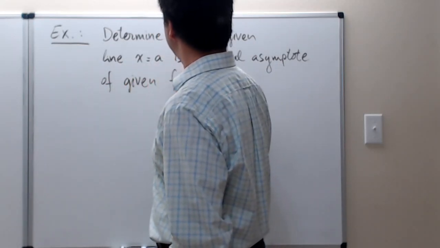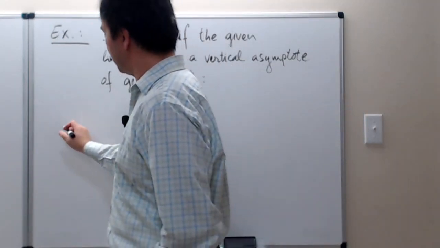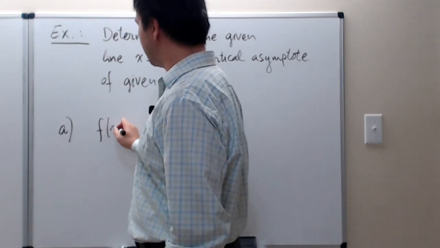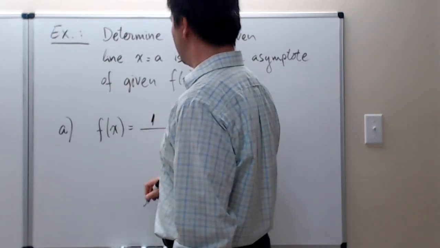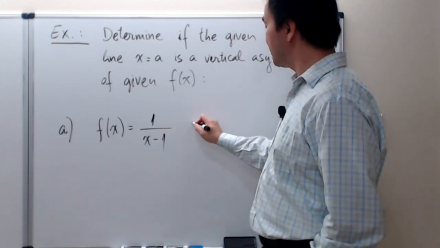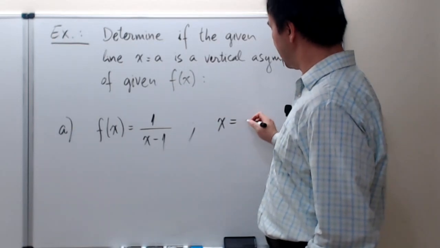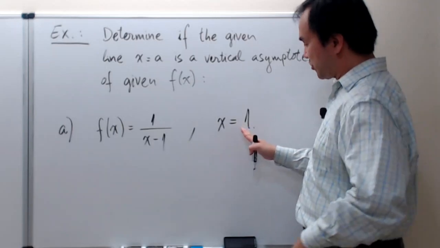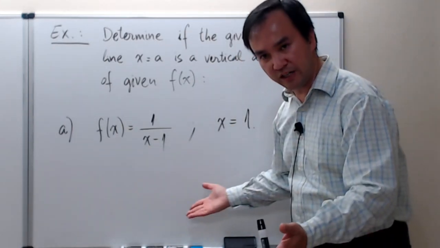Given function f of x. Okay, and so part A of our current example, let's say we have a function f of x being defined as 1 over x minus 1. And at the given line, so this is a vertical line, x equals 1. So x equals 1 for sure cannot be plugged into the function because it's going to give an undefined.